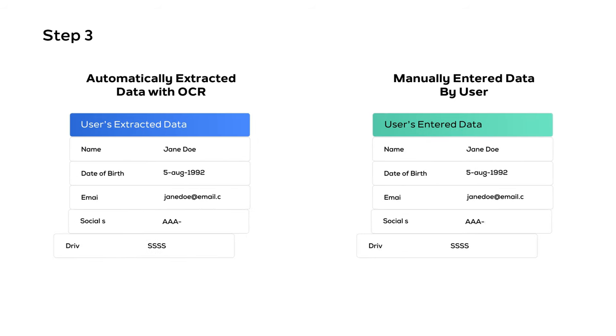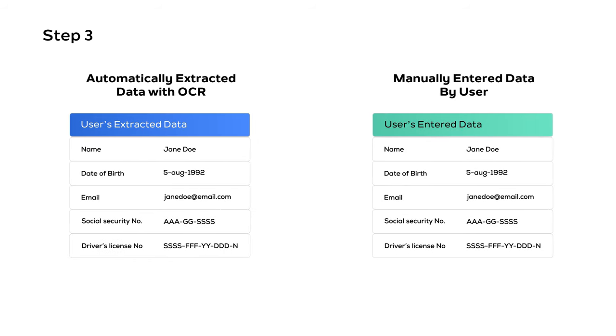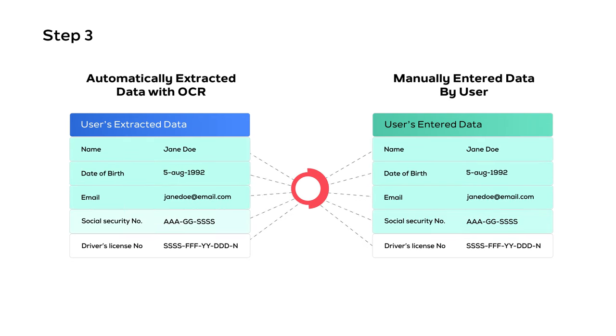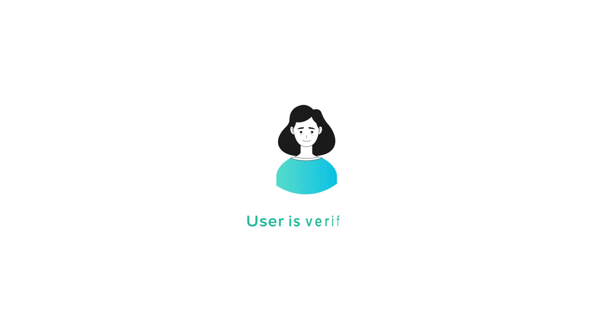Third, verify the information entered by the user against the data on the provided document. This step ensures that the user has entered the correct information. The data from the text document is extracted using optical character recognition, or OCR, technology. This data is then verified against the information that the user has entered. If both match, the user is verified.